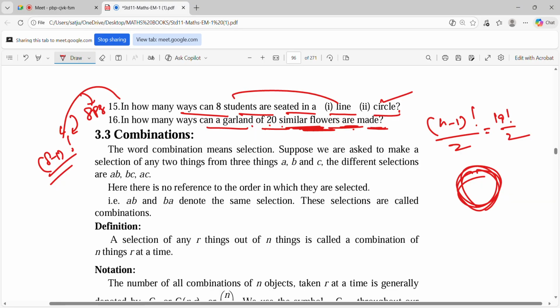So now, shall we complete the session or shall I proceed to combination? If I proceed to combination, I require another 1 hour. What shall I do? Anything is fine for me, you guys have to say. Tomorrow, sir. Okay, right.